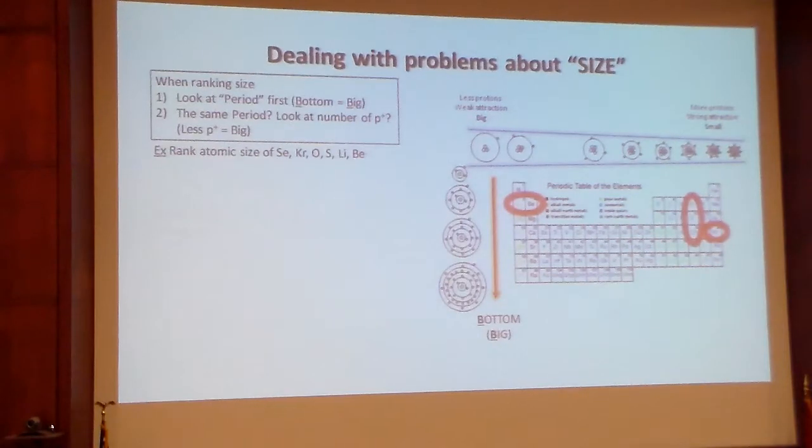So we're going to group them according to period. We have period 2: oxygen, lithium, beryllium. Period 3: sulfur. Period 4: krypton and selenium. Who's the biggest? Selenium, down the group. At the bottom is big. Selenium is right there. There's something wrong. Krypton should be there with selenium. 1, 2, 3, 4. Period number 4. Selenium and krypton should be in period number 4.